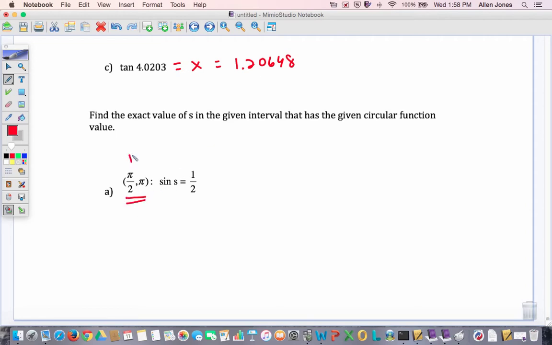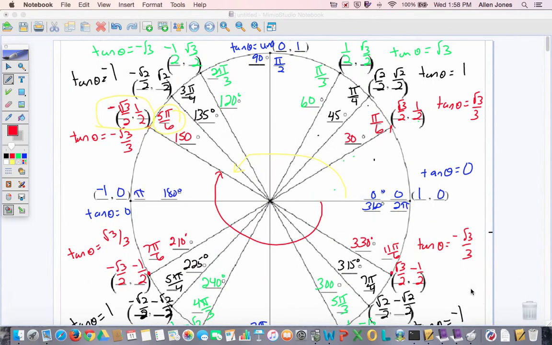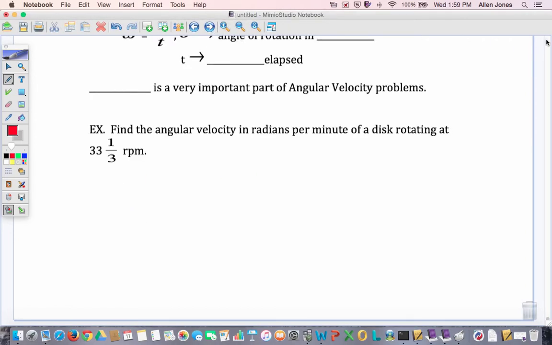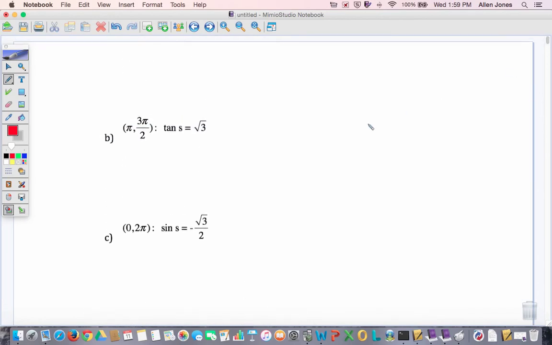Our last few here, find the exact value of s in the given interval that has a given circular function value. So first of all, our interval is pi over 2 to pi. That's from 90 to 180, so that's in quadrant number 2. Sine is 1/2, so I'm going to go to my unit circle and look at quadrant 2. Where does sine equal 1/2? Sine is my y value. Square root of 3 over 2, square root of 2 over 2, so here's where it equals 1/2. Notice our angle here wants it in radian measure because it was between pi over 2 and pi, so our angle is 5 pi over 6. That's the only angle that falls in that interval as a positive angle.